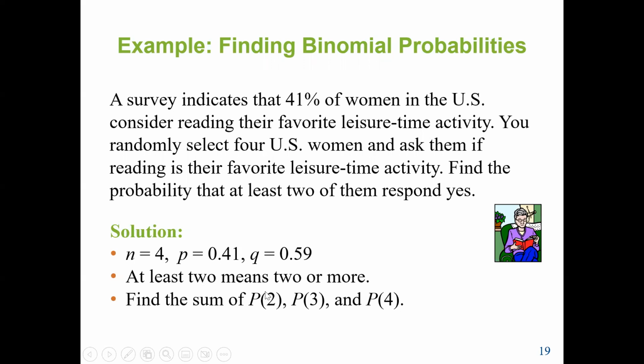Now, since at least 2 means 2 or more, we have to be careful here. Not exactly 2. If it's exactly 2, then X is equal to 2. But here the question says, find the probability that at least 2. The total is 4, so we can have 2, 3, and 4. So we have to find the sum of the probability of 2, probability of 3, and probability of 4. If the question said, find the probability that at most two of them respond yes, then we would look for the probability of 0, 1, and 2, because at most is 2, so 2 or less. At least 2 is 2 or more, and the highest we can go is 4, because n is equal to 4. So let's find each one.